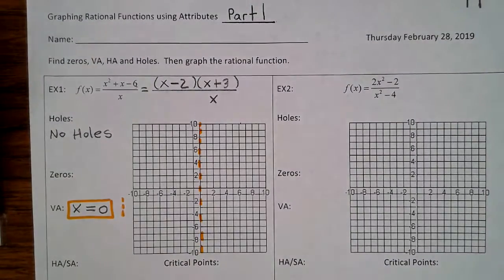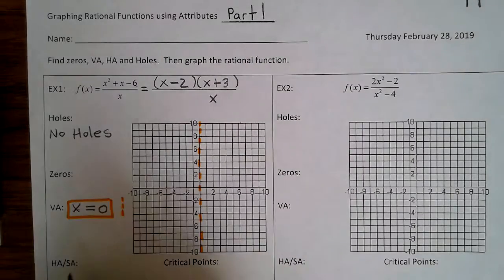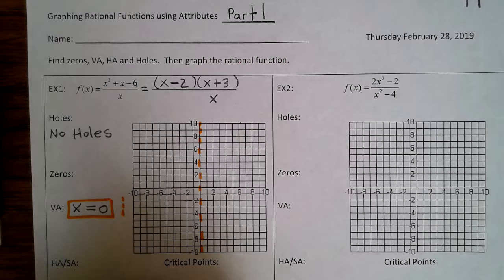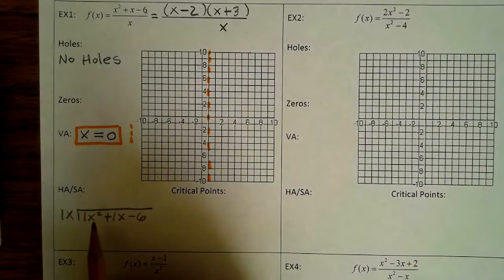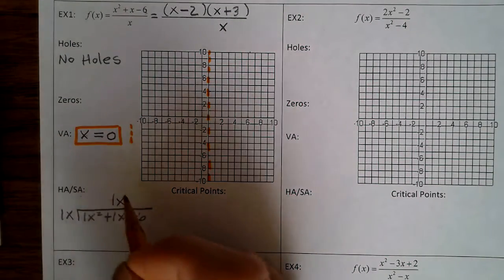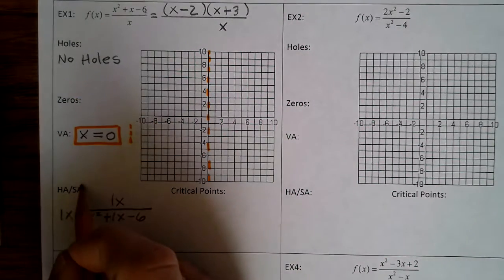Now our next step is we're going to find the horizontal asymptote or slant asymptote by dividing. So we have x divided into 1x squared plus 1x minus 6. Now you ask yourself, what do you multiply x by to give you x squared? The answer to that is 1x. Now there's an x, so we know it's a slant asymptote, but the quotient is incomplete, so we need to continue on.